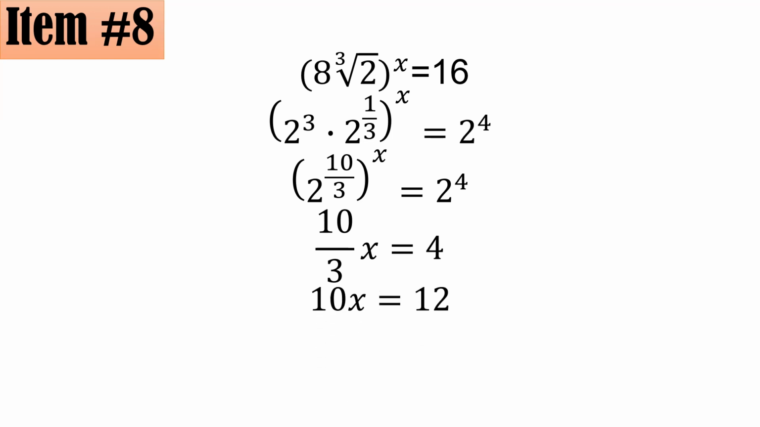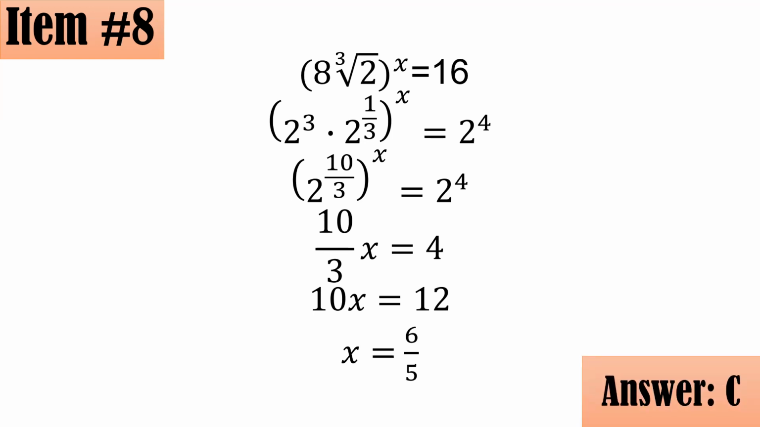Multiplying both sides by 3 will give us 10x equals 4 times 3, magiging 12. Dividing both sides by 10 gives us 12 tenths or 6 fifths. So letter C po yung tamang sagot. Pero kung hindi nyo po alam, wala naman pong sigurong problema sa trial and error. But at least, I'm also presenting you ways how to do it without resorting to trial and error. Okay, so far so good.